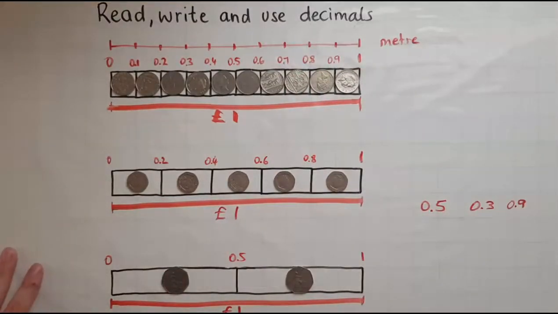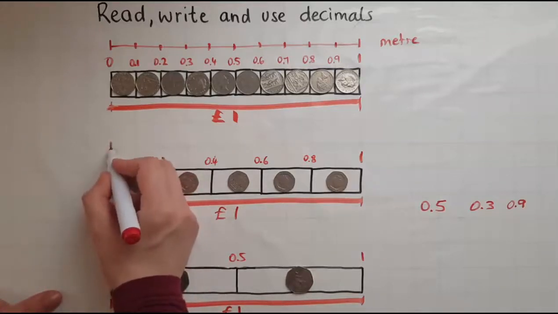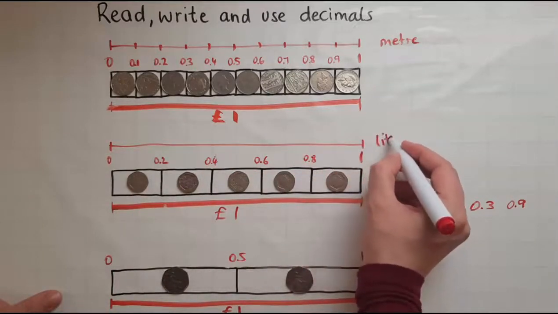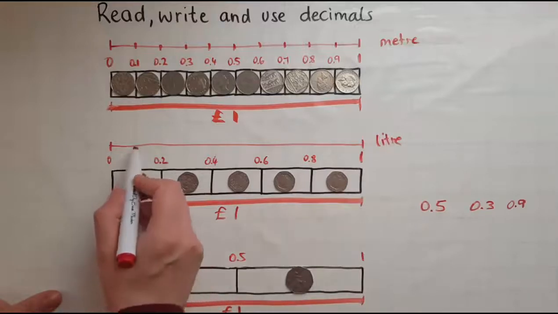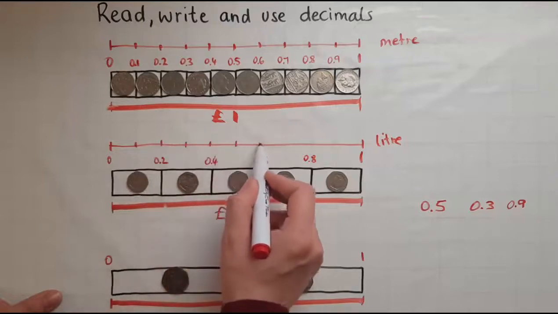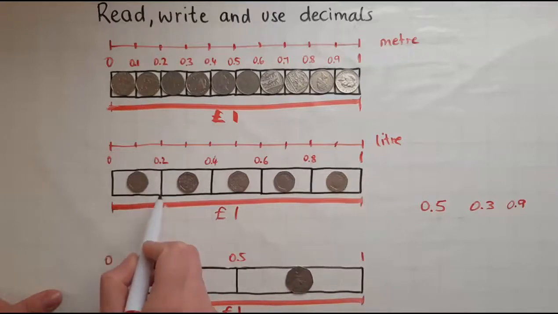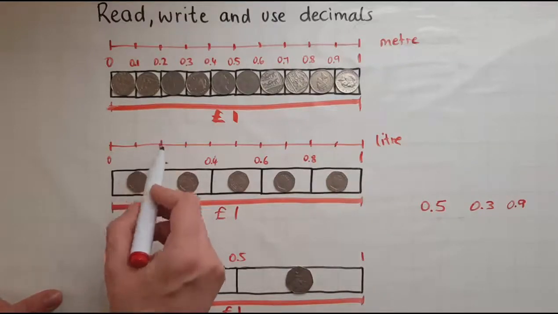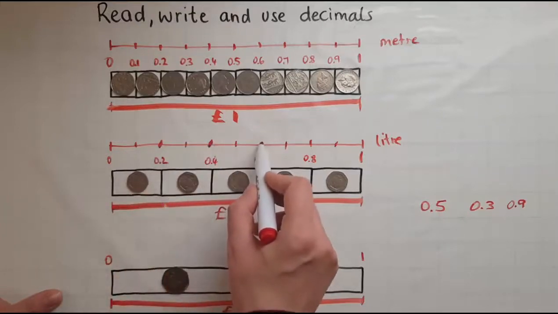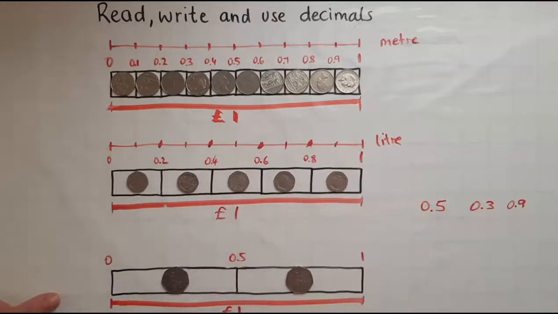And a similar story would be with liters, for instance. So let's draw this line again. So we're looking at a liter. Again, that would be 0.1 part of it, 0.2, 0.3, 0.4, 0.5, 0.6, 0.7, 0.8, 0.9. Or if we are to compare them to the 20p, 2 parts would make 0.2. 4 would make 0.4. 6 would make 0.6. 8 would make 0.8. And 10 parts would make a whole litre.